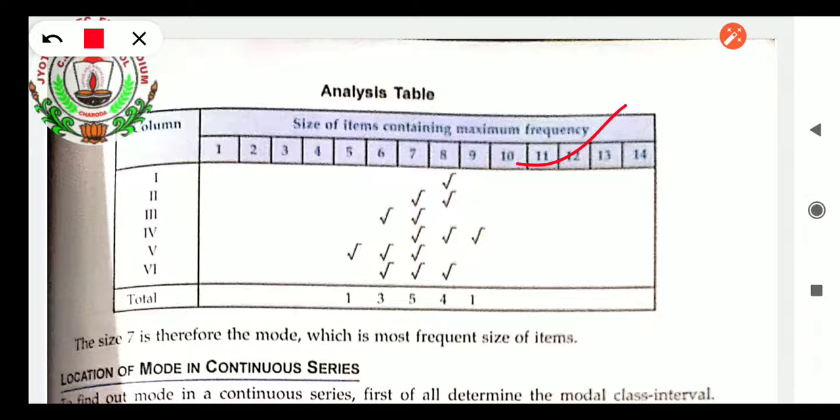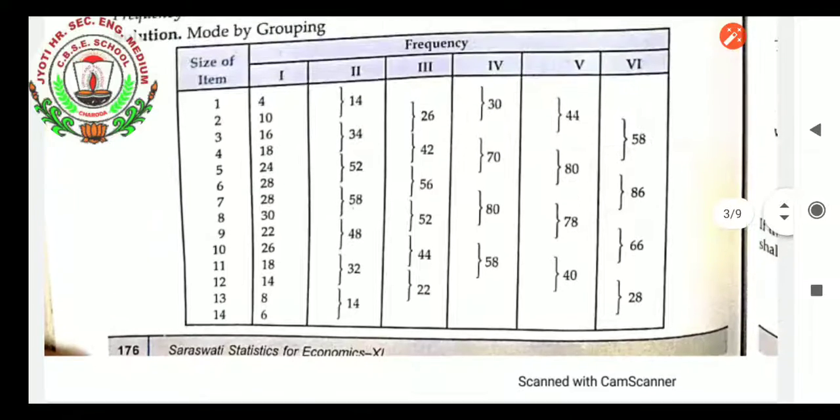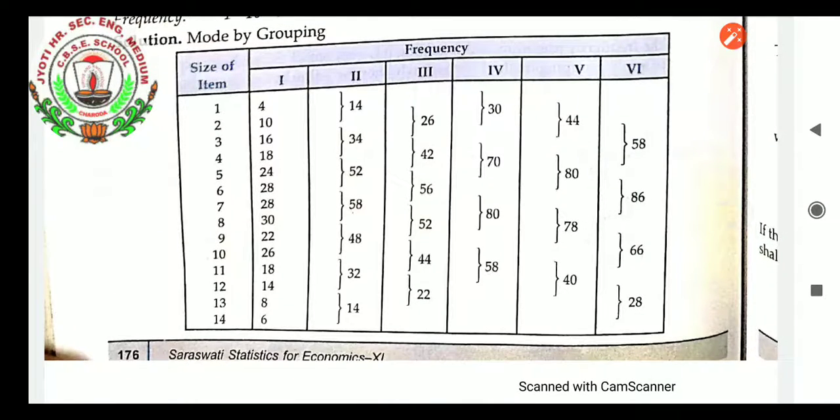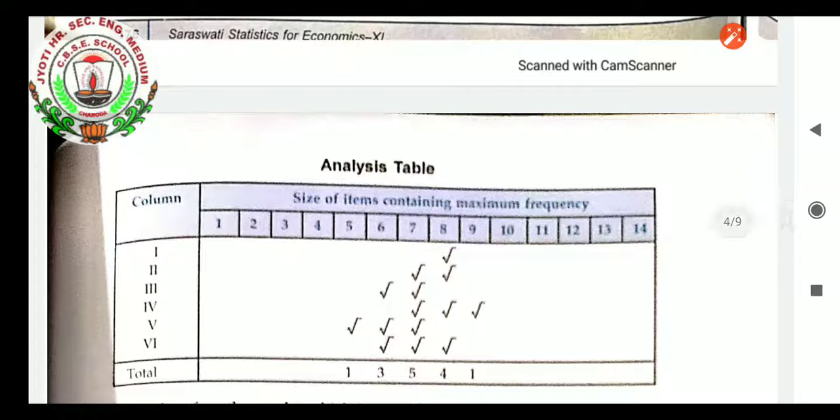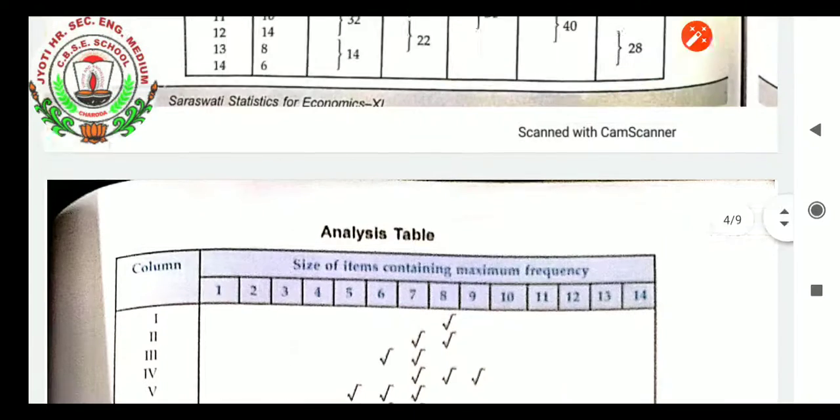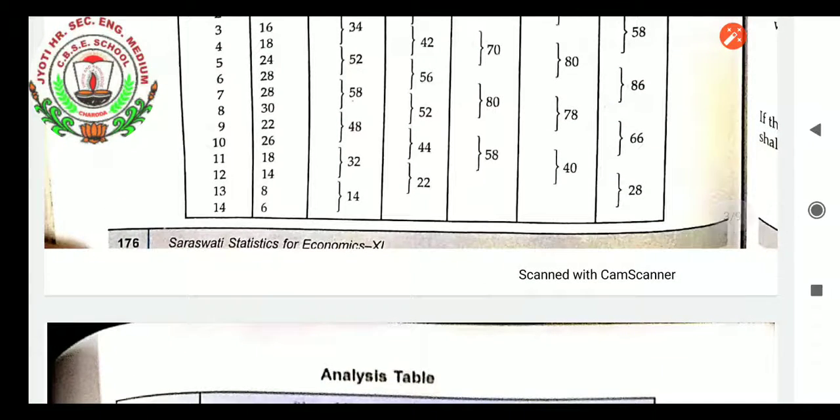Now in the first frequency, which number came maximum time? In the first frequency, what is the maximum frequency? That is 30. So make a tick mark in the analysis table under the 8th column. Why the 8th column? I will be showing. In the 8th column was the 30. Next frequency also we take. 58 is the maximum. How did it come? By adding up 28 and 30.